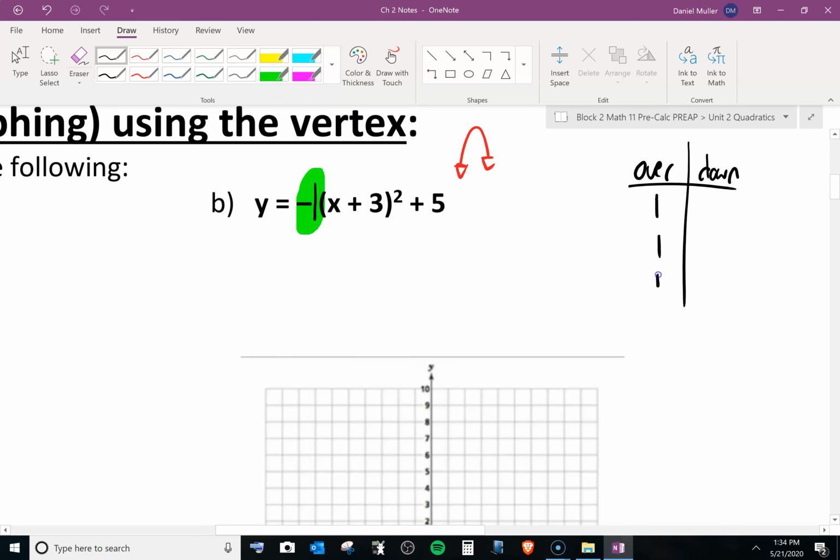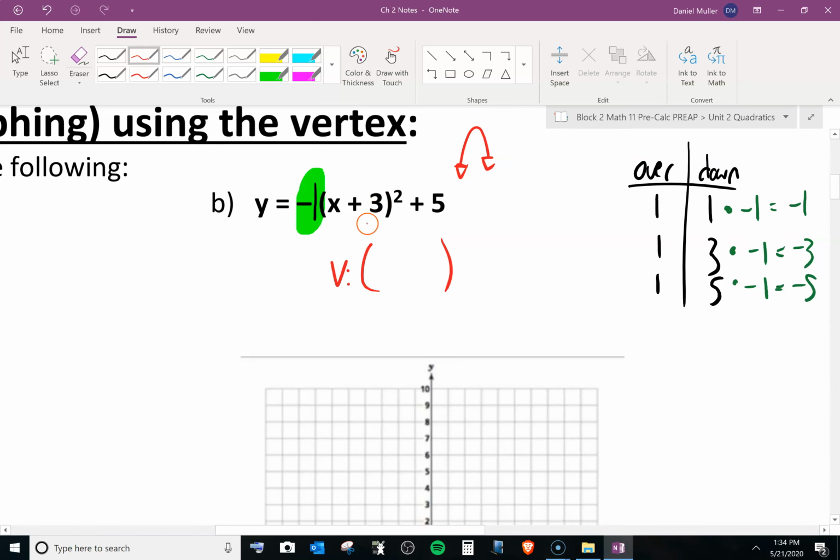It's always 1, 1, 1, and then 1, 3, 5, and then timesing it by the number out in front. In this case, you're just timesing it by -1. That does absolutely nothing other than make these numbers negative, which should be a hint to you that you're going to head down. Now the vertex is x comma y.